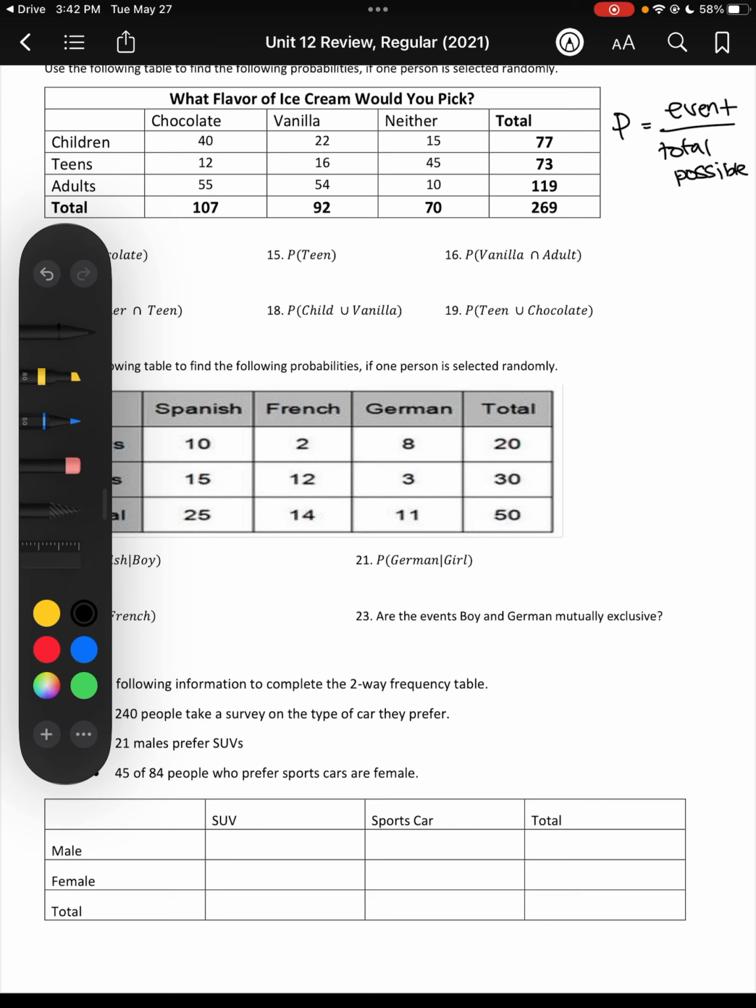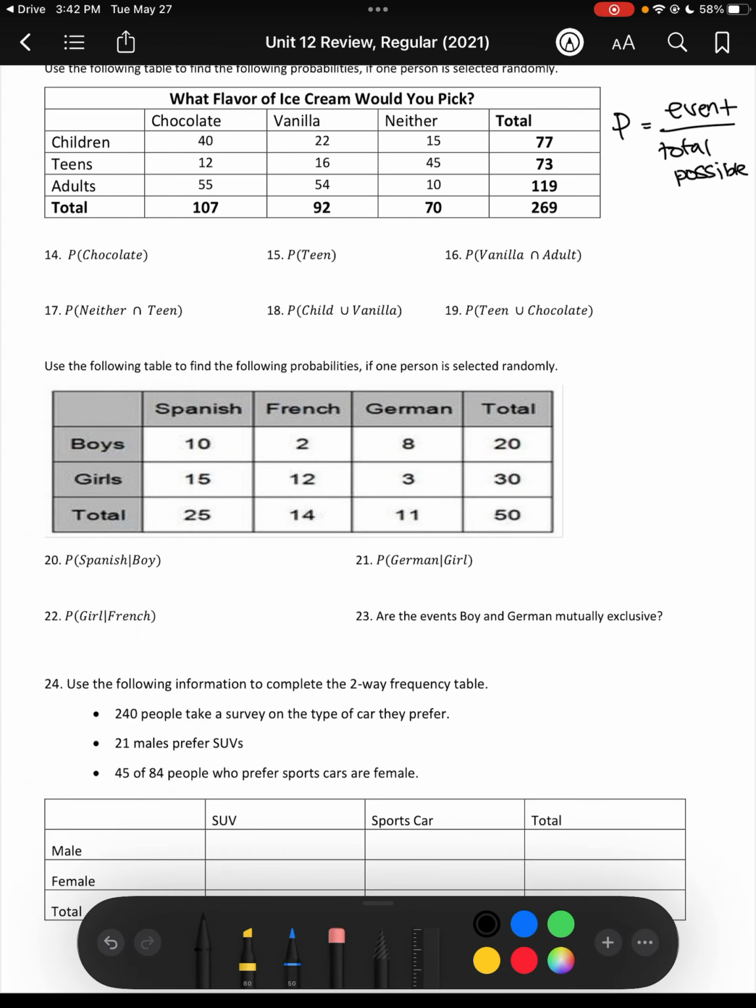Okay. So even though we are just choosing one person, there's multiple people that could meet that event. So in this case, we're choosing one person from a survey about what kind of ice cream they like. So our first question, what is the probability they like chocolate? Well, on this graph, there are 107 people who like chocolate ice cream. So that's the number of people that meet that event. And that becomes my numerator.